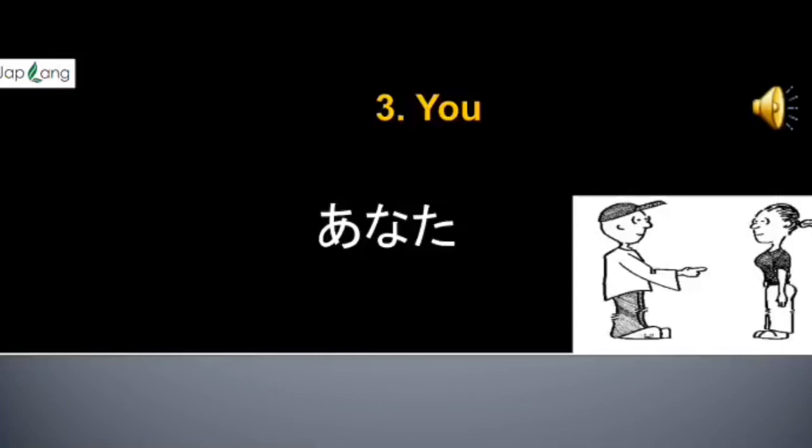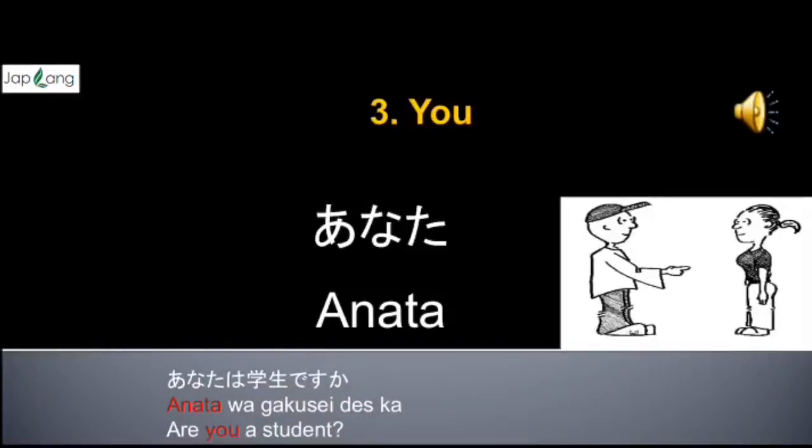This picture is pointing at the other person. It will be you. In Japanese we say anata. Anata is the Japanese word for you. Let's listen to how native Japanese people speak. Anata. An example we can make: anata wa gakusei desu ka? Which means, are you a student?